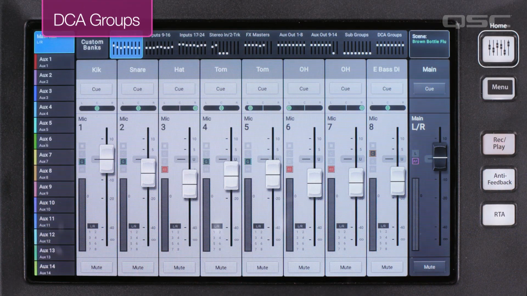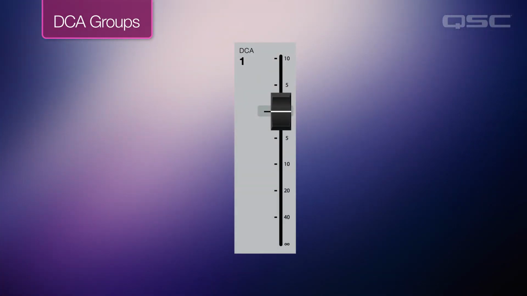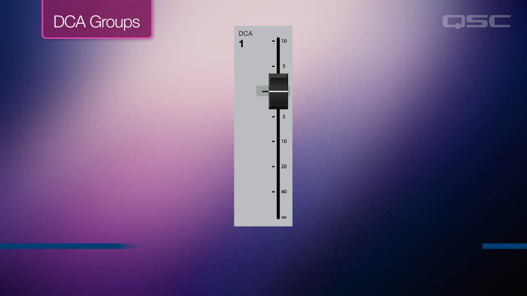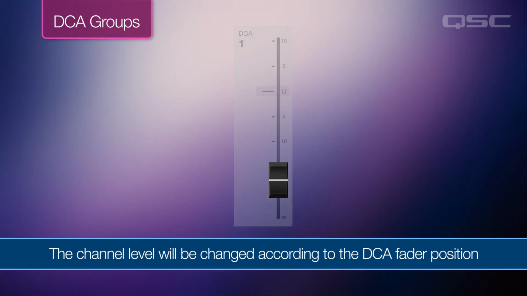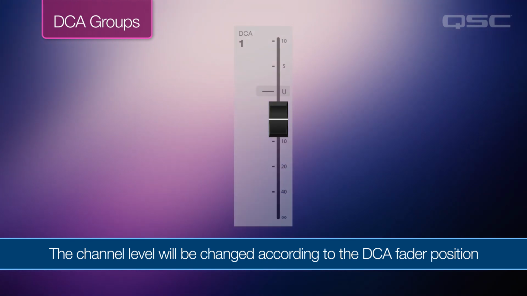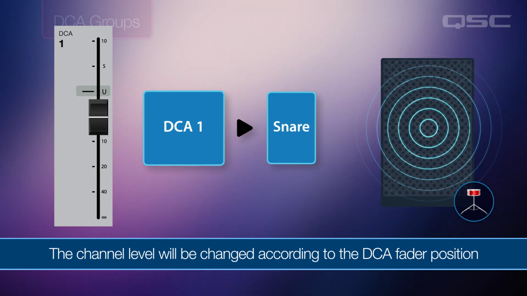On the TouchMix, navigate to the DCA fader bank using the Bank Navigation button at the top of the screen. Before you assign a channel to a DCA, you should know that as soon as you do, the channel level will be changed according to the DCA fader position. So if you have a DCA fader set at -6 dB, the level of any channel you assign will be decreased by 6 dB.